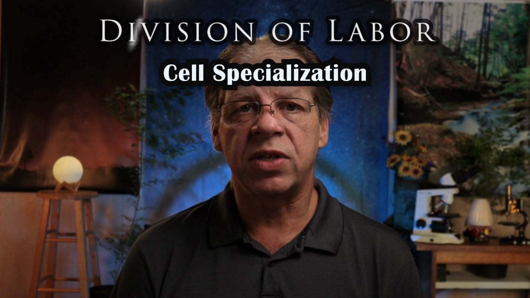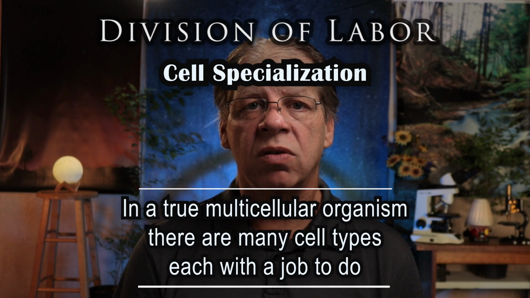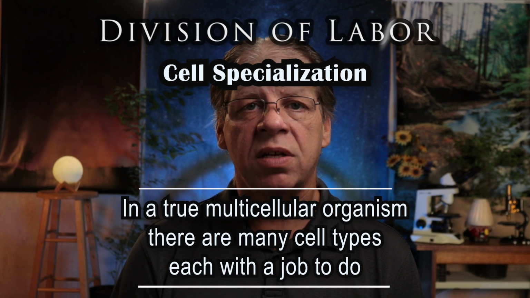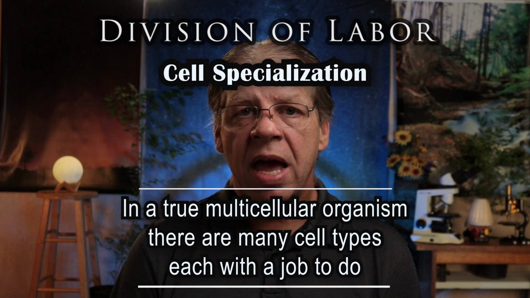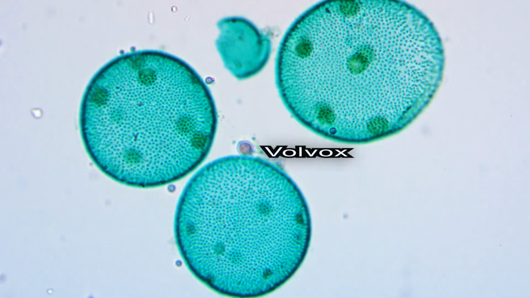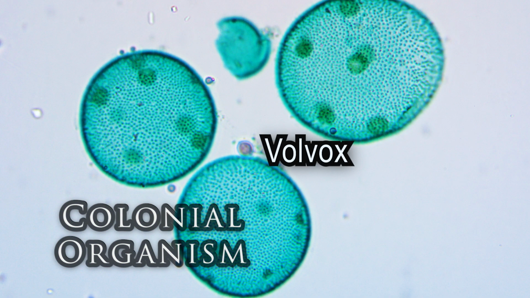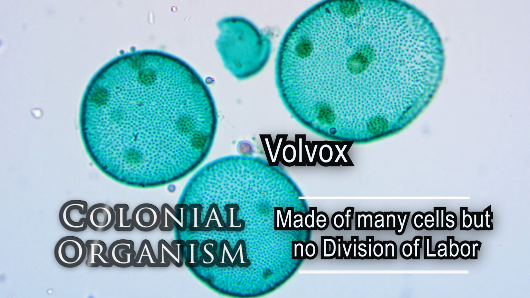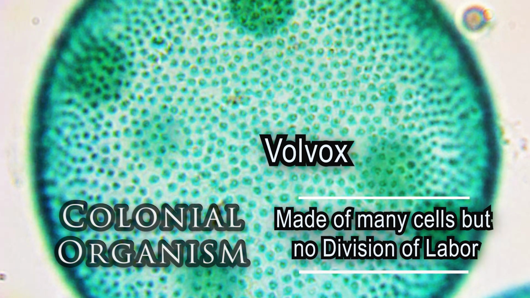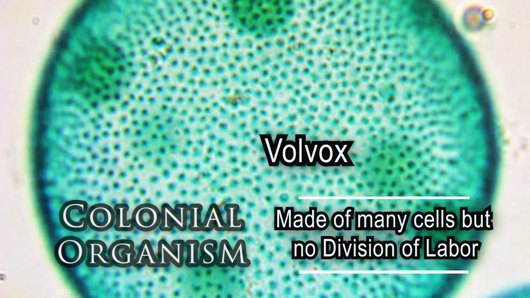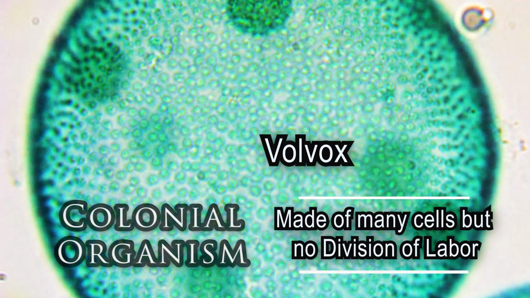This is called division of labor, or cell specialization. In a true multicellular organism, there are many cell types, and each cell type has a specific job. If even one cell type stops working, the entire organism could die. Volvox is a colonial organism in the kingdom Protista. It's made of many cells, so it's not unicellular, but it's not considered multicellular either, because Volvox doesn't show division of labor. All the cells in a Volvox are basically the same.